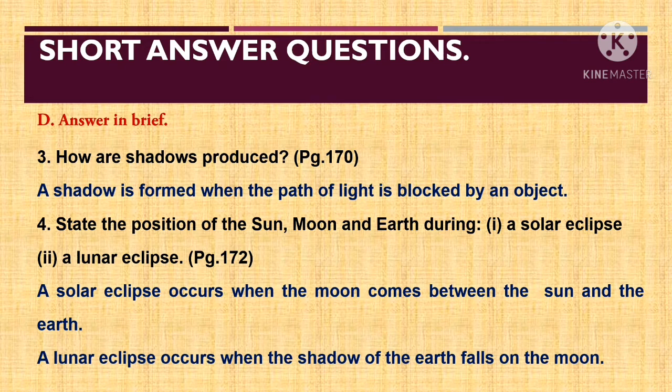Question 4. State the position of the sun, moon, and earth during a solar eclipse and a lunar eclipse. Under heading Solar Eclipse, first two lines. A solar eclipse occurs when the moon comes between the sun and the earth. And under the heading Lunar Eclipse, first three lines. A lunar eclipse occurs when the shadow of the earth falls on the moon.